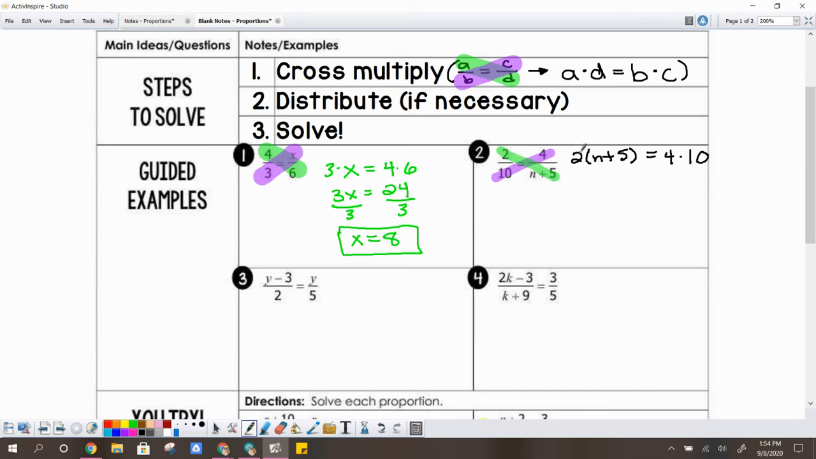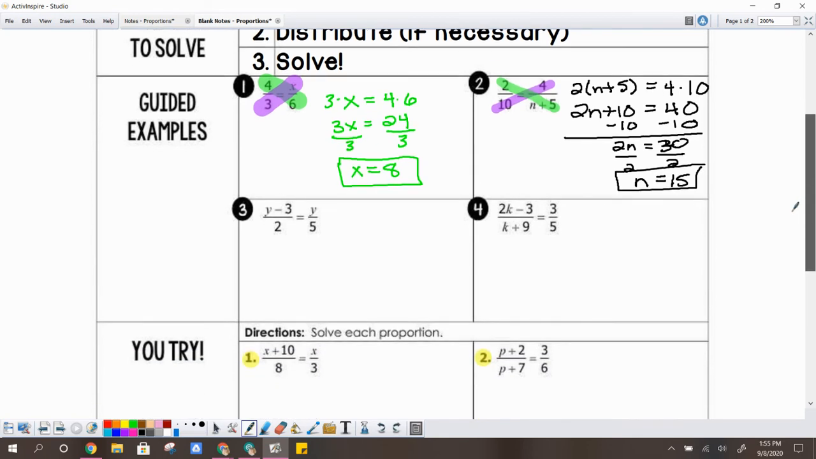So then I can go ahead and do step 2 and distribute if necessary. So now I have 2n plus 10 equals, and then 4 times 10 is 40. Step 3 is to solve. This is a 2-step equation. You should know how to do this at this point. So I'm not going to talk you through the whole thing. Subtract 10 to get 30, and then divide by 2. So your answer should be 15. Okay, so it's the same process as before for the solving. It's just we have a little bit of a weird setup to start with.